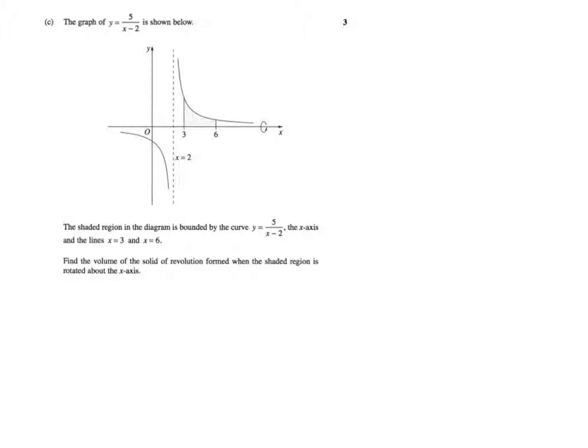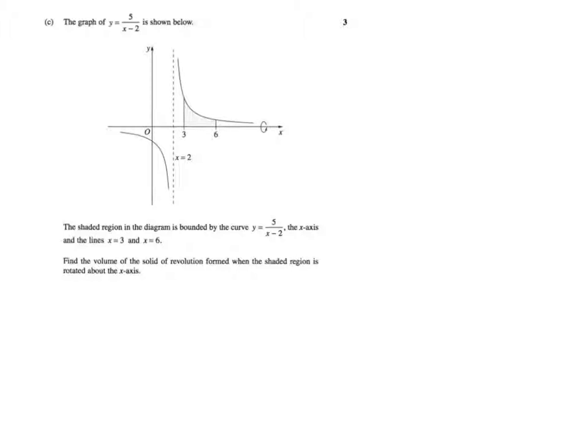Okay, shown here we've got the graph of y equals 5 on x minus 2. It's got an asymptote at x equals 2, just something interesting to note there. The shaded region of the diagram is bounded by the lines x equals 3 and x equals 6. And we're going to take that and we're going to rotate it and find its volume. We're going around the x-axis, not the y-axis here.